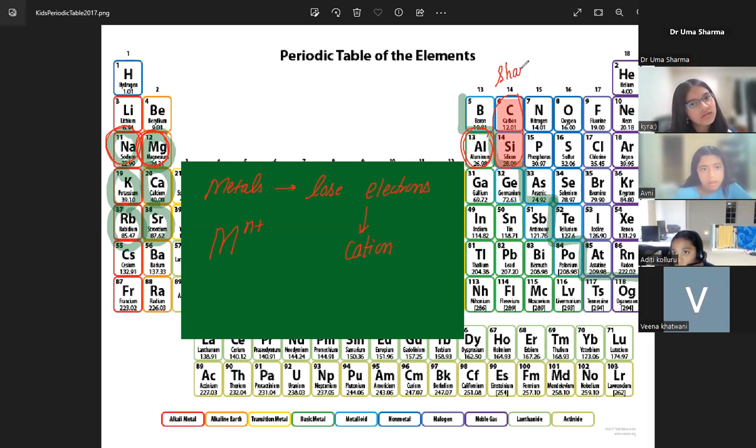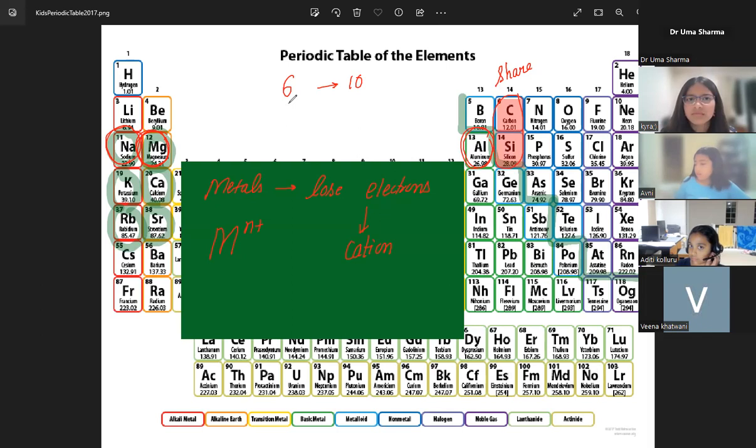So, how are they going to become stable? They will share. Yes, they will share and get the magic number. Like carbon will share 4 of its electrons. It has 6, it needs 10. So what is carbon going to do? It will give 4 electrons and it will get 4.